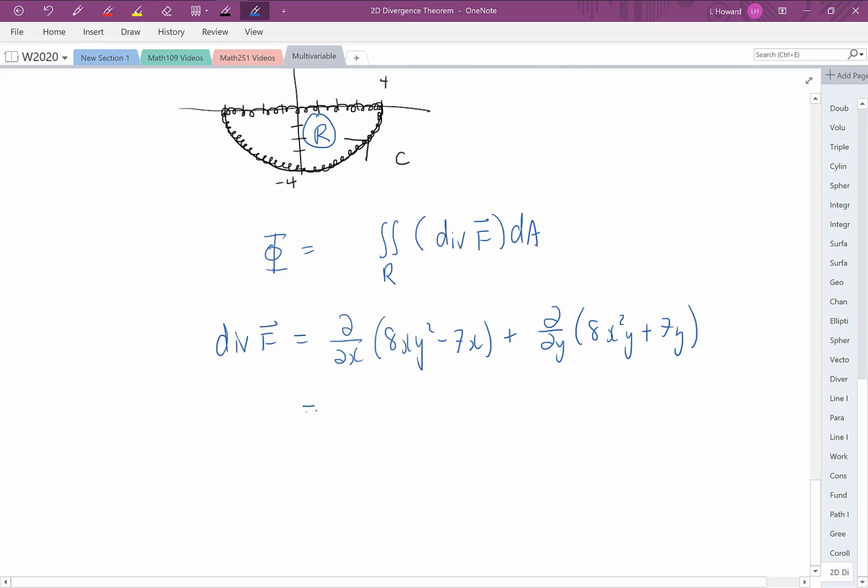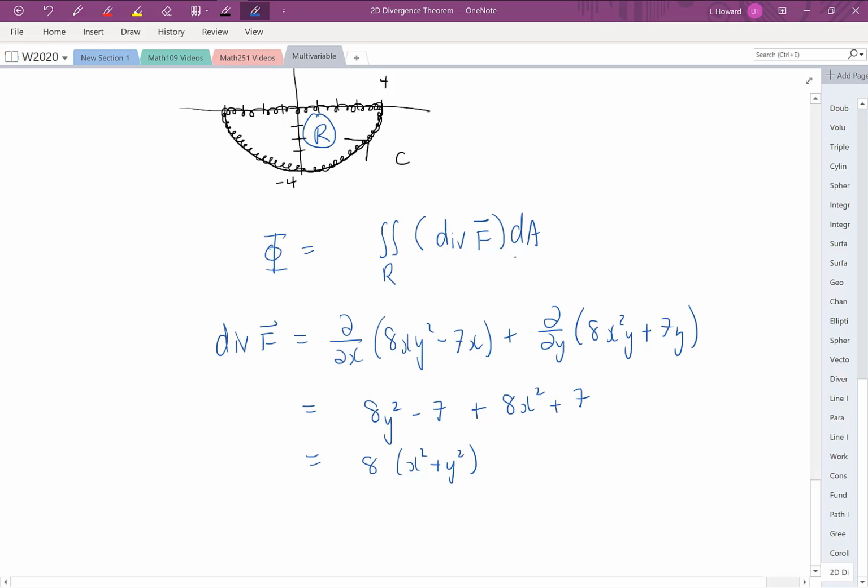So let's try that. The partial with respect to x of the first component is going to be 8y squared minus 7. And then to that, we're going to add the partial with respect to y of our second component. So that's going to be 8x squared plus 7. And if we simplify that, that's 8 times x squared plus y squared. Okay, so that's going to be our integrand for this problem.